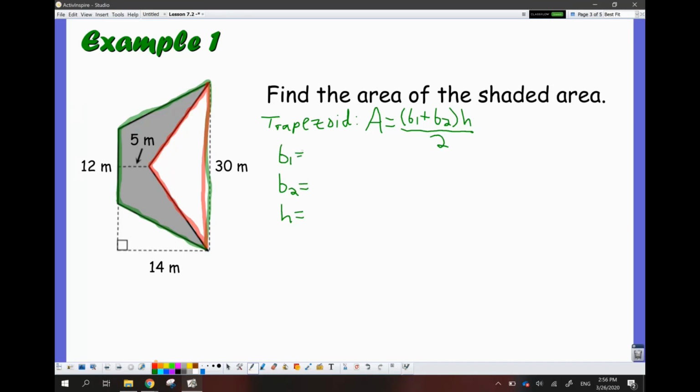So if I go back to my picture, my diagram here, I remember from our last video that the bases are always perpendicular to the height. Perpendicular, meaning that I have that right angle. But if I look here, here's a right angle. Which means that this line right here, this 14, is perpendicular to this line and perpendicular to this line.